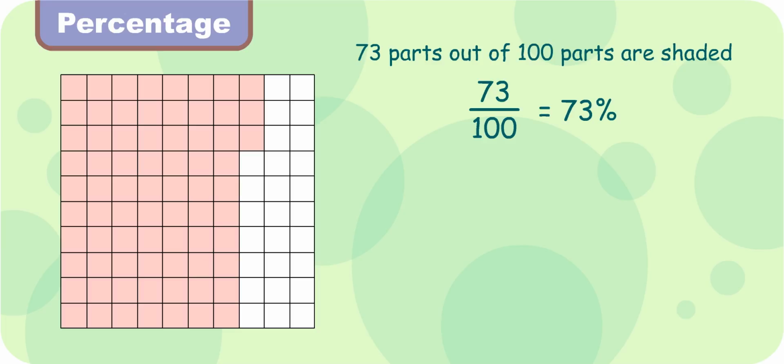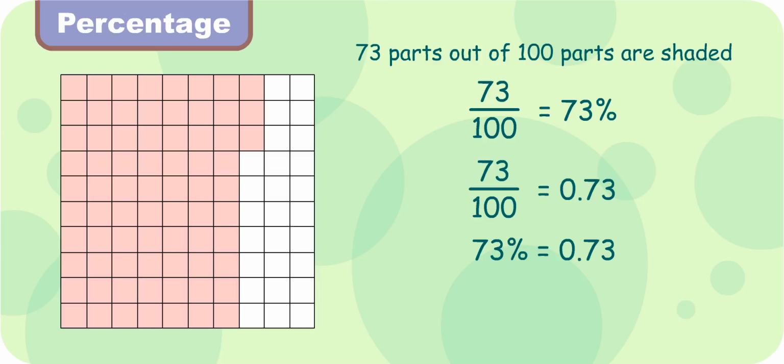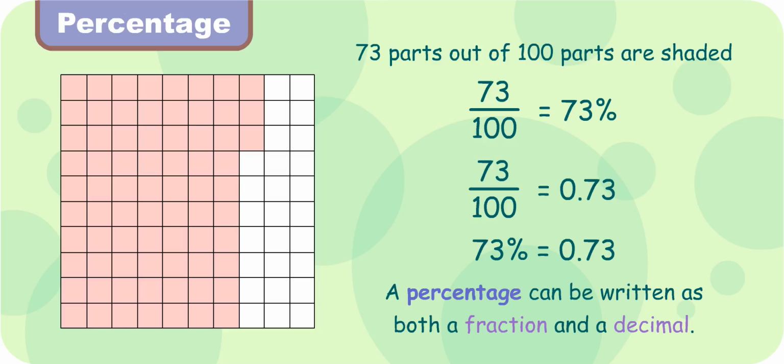Okay, does that mean that percentages can be written as decimals too? I know I can write a fraction as a decimal. For example, 73 over 100 is equal to 0.73. Does that mean that 73% can be written as 0.73? You are right. A percentage can be written as both a fraction and a decimal.